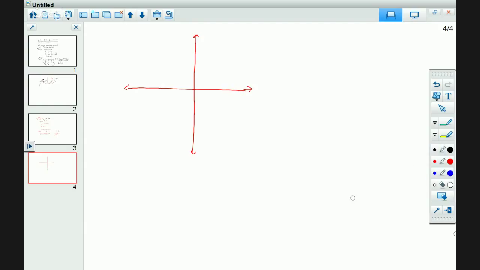Here's a graph of f prime. Okay, you're going to see something like this, I guarantee it, on the AP exam. It'll give us, here's a graph of f prime. And it'll give you numbers. Zero, of course.